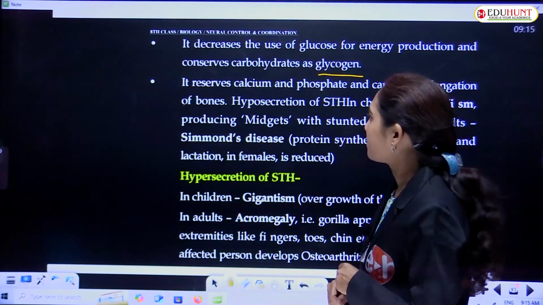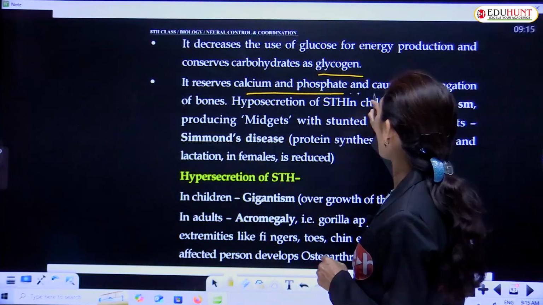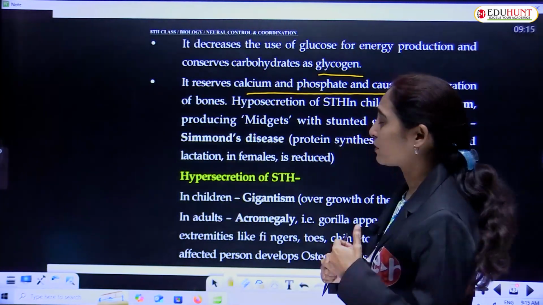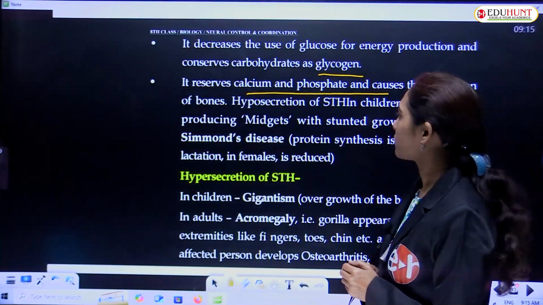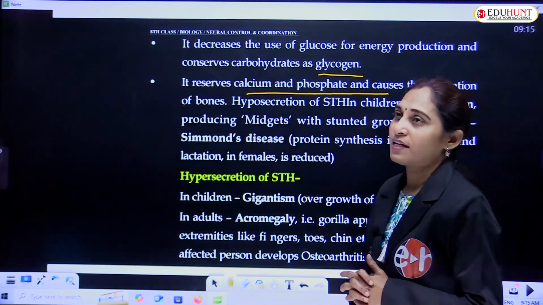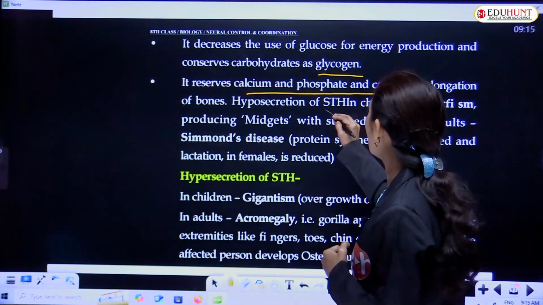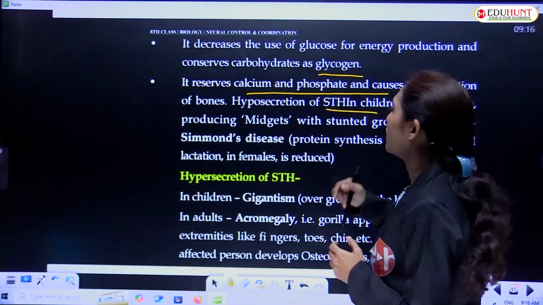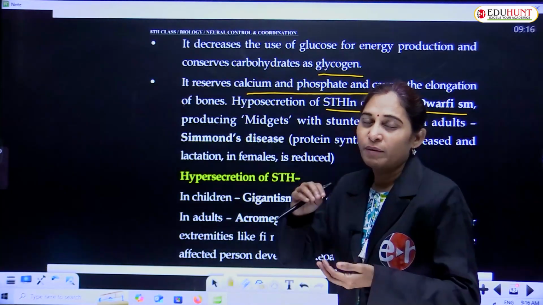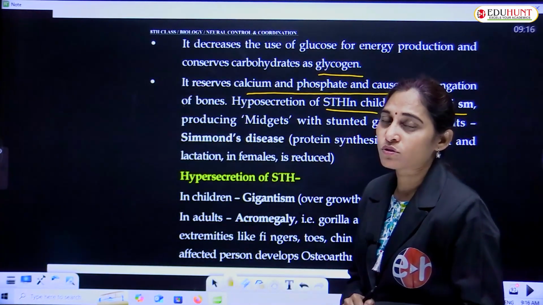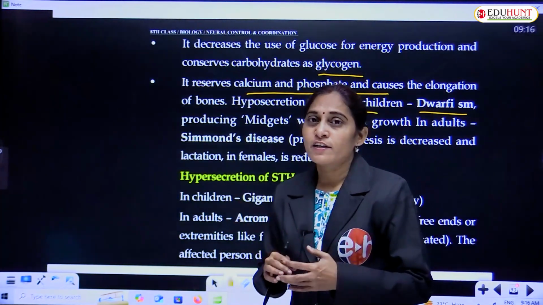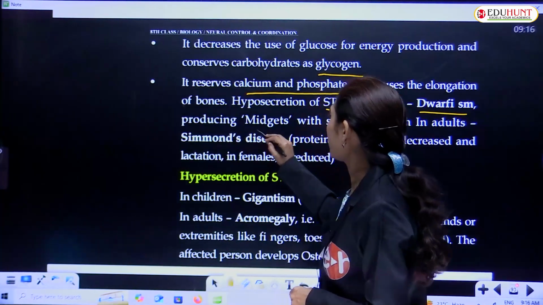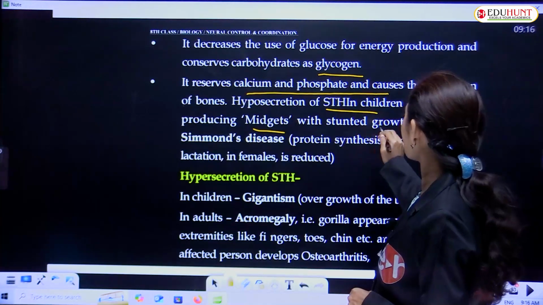It also retains calcium and phosphate and causes enlargement or elongation of the bones. Hyposecretion, that is undersecretion of somatotropic hormone in children, causes dwarfism because of reduced size of the bones. The children show undergrowth, producing midgets with stunted growth.